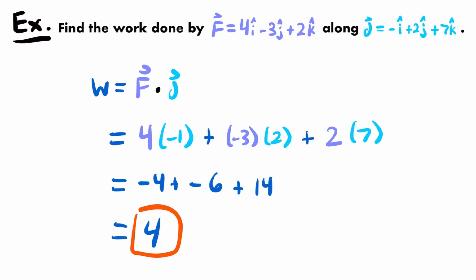Now typically in a work problem there are units associated to that work, but in this case we weren't given any units. So an answer of just 4 is perfectly fine in this case. But in the future, make sure that you're on the lookout for any units in your problem because you want to make sure to tack those on to the end of your final answer. Okay? Let's take a look at another example.